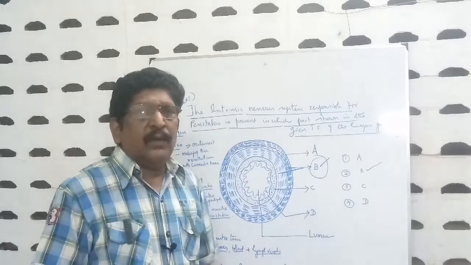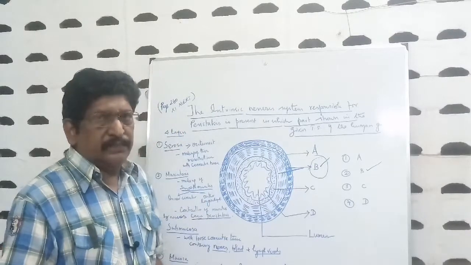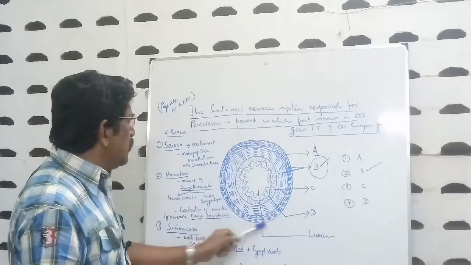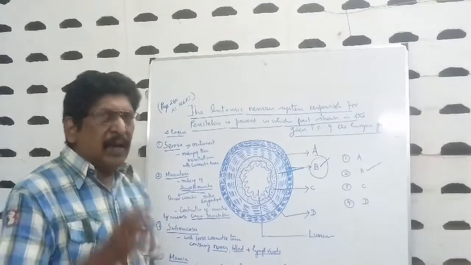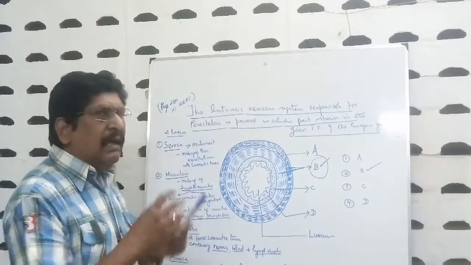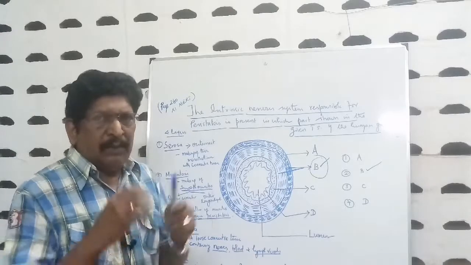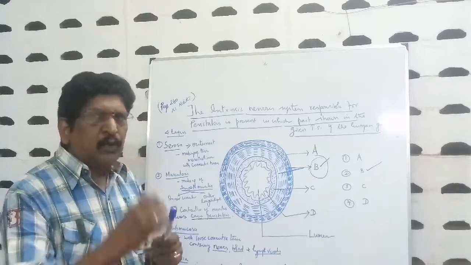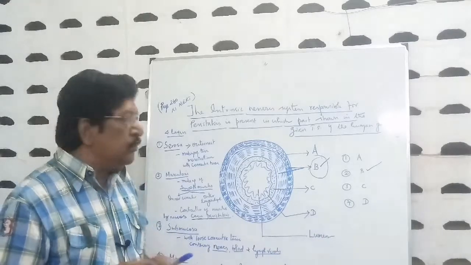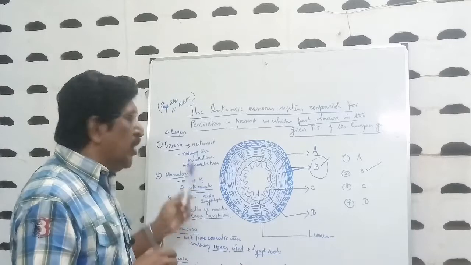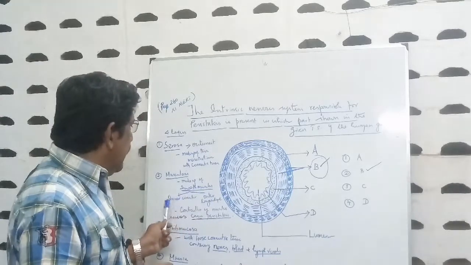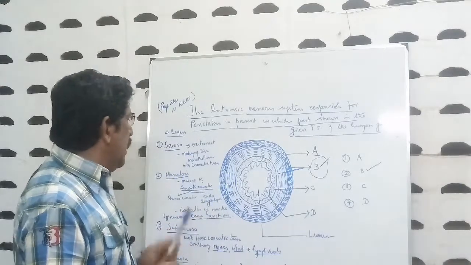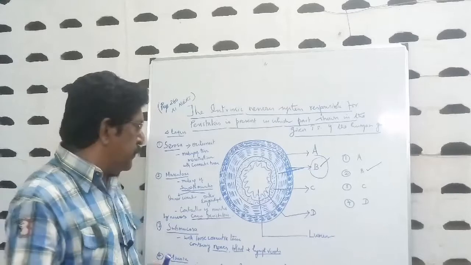For this, you must know the four layers of the gut. First, the outermost layer is the serosa, made up of mesothelium with thin connective tissue. Number two, the second layer is the muscularis, made up of smooth muscles. There are two types of smooth muscles, the inner circular muscles and the outer longitudinal muscles.